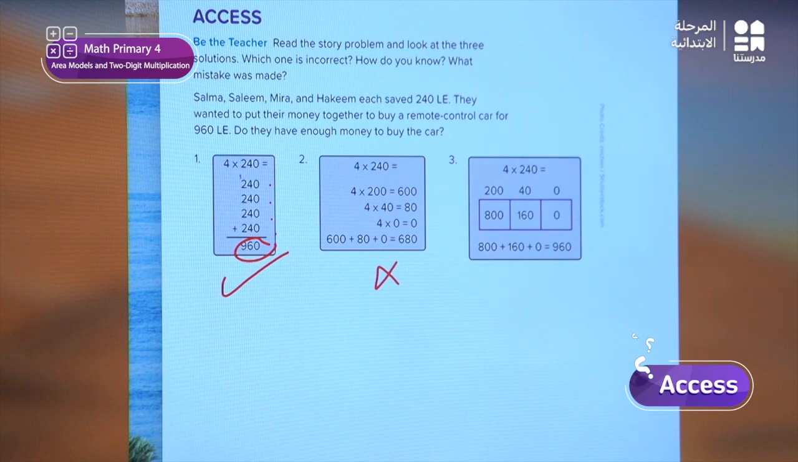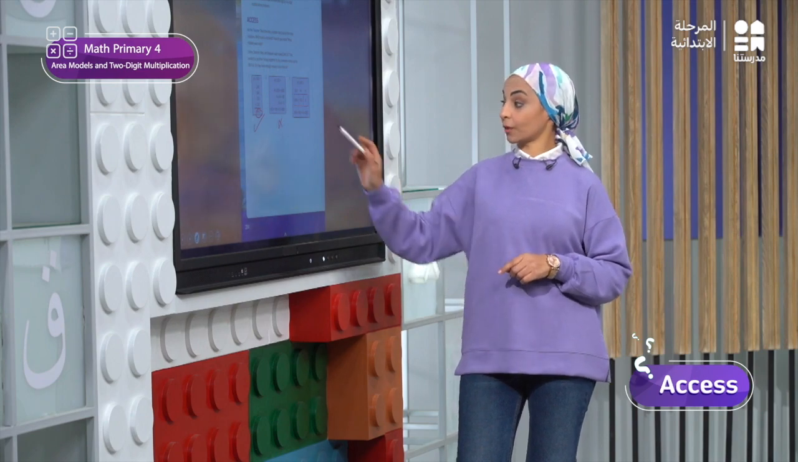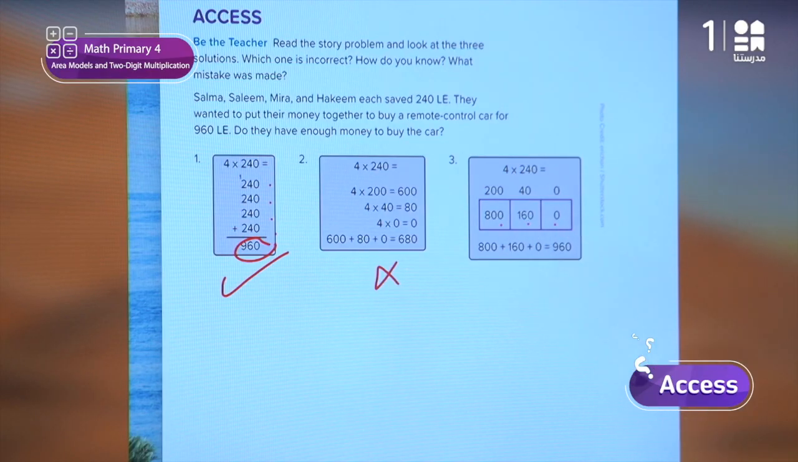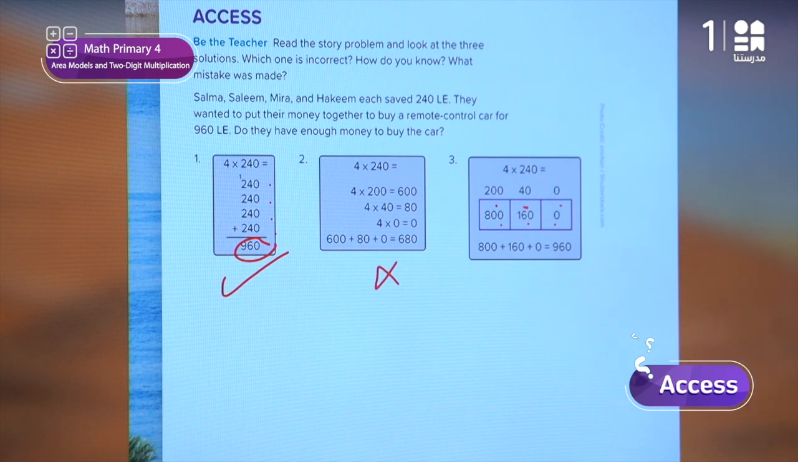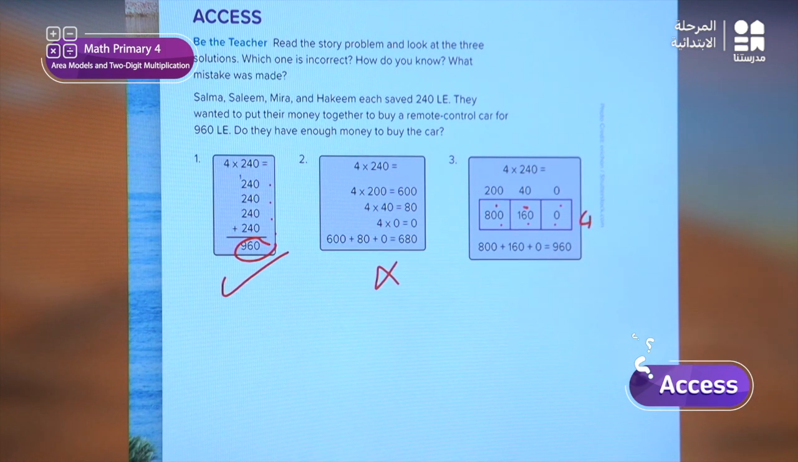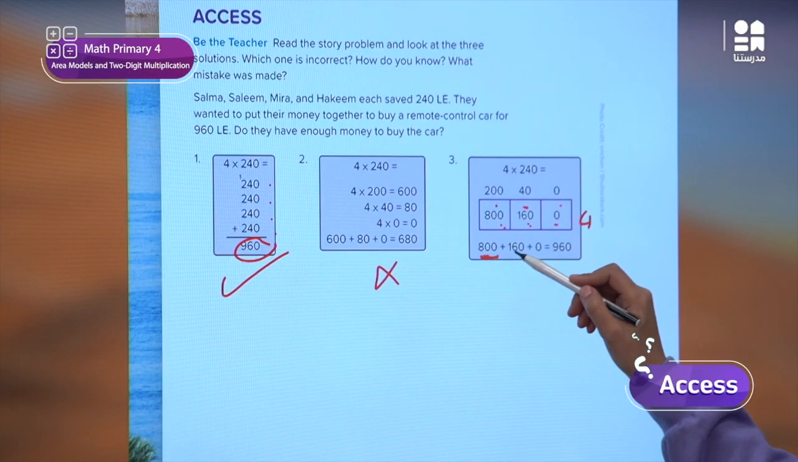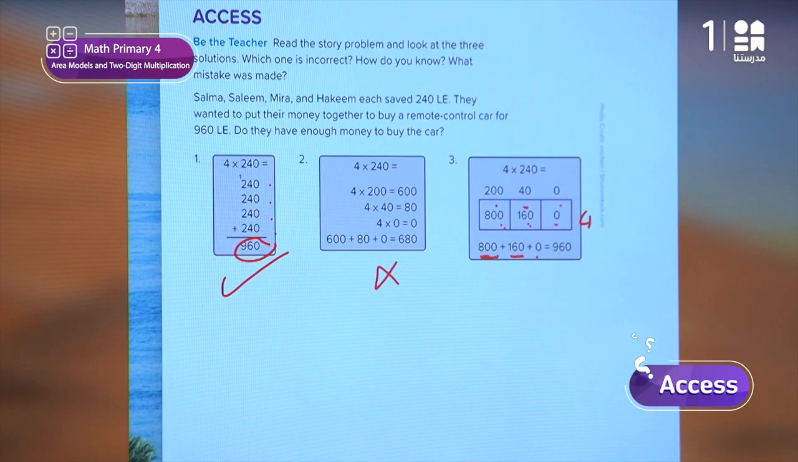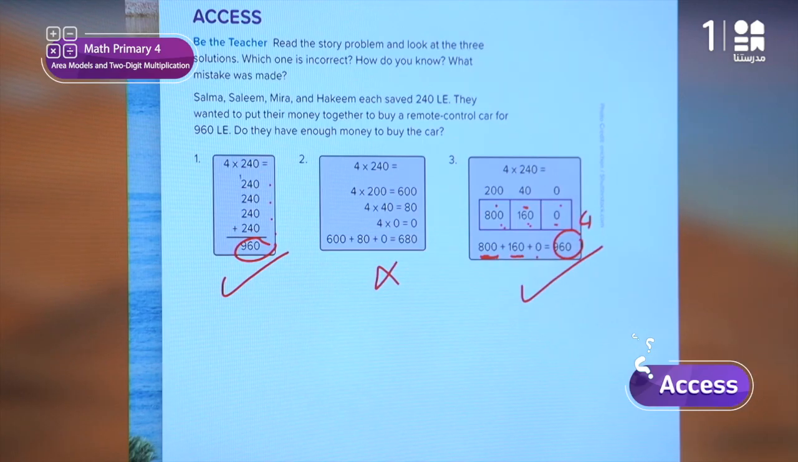Now let's see number 3. The student used the area model strategy. They drew a rectangle and arranged the length according to the place value of 240, with 0, and multiplied each number by the width, which is 4. Okay, so the student added the products after the multiplication. He added 800 plus 160 plus 0, and the answer is 960, which is also correct.